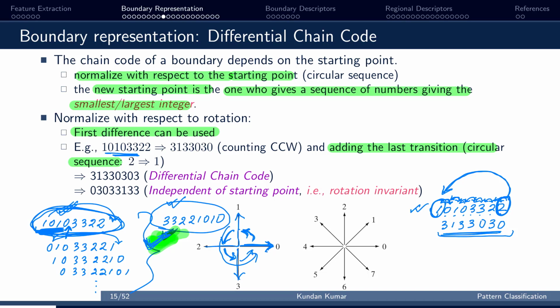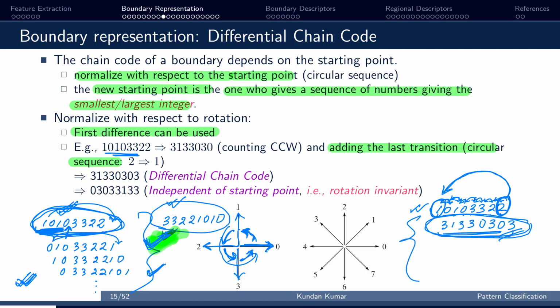So here 2 and we need to reach 1. 1 step, 2 steps and 3 steps. So in the third step we will reach it. This is our final differential chain code, which is independent of rotation, but still it is dependent on the starting point. So we have to make it independent of the starting point, as I just discussed.